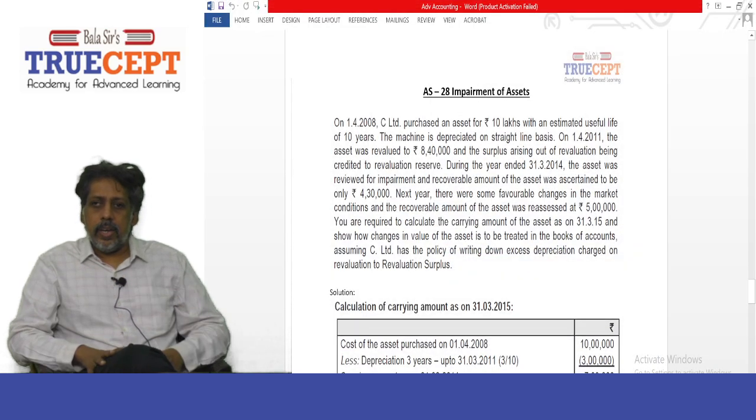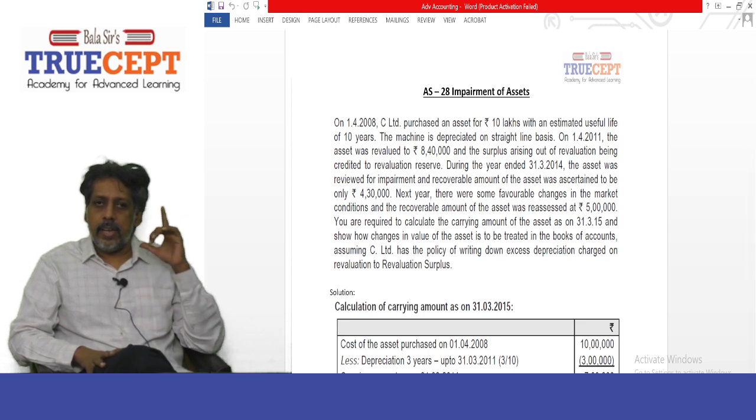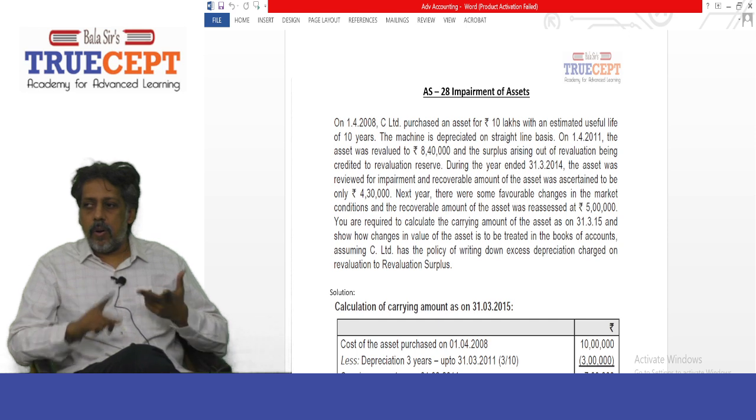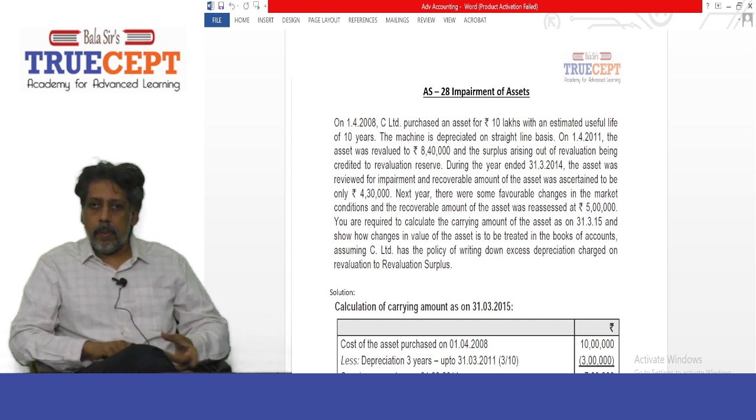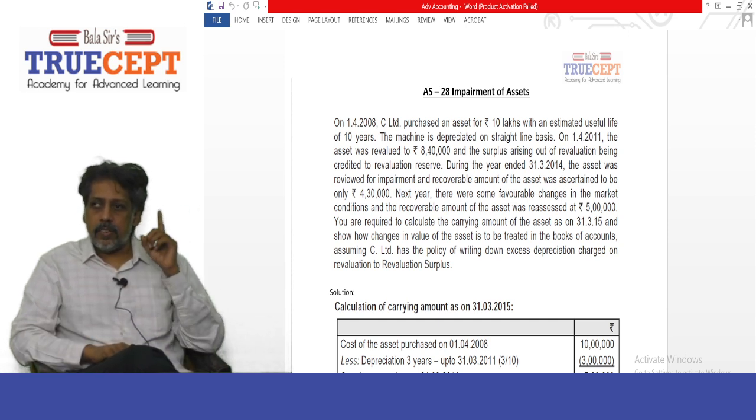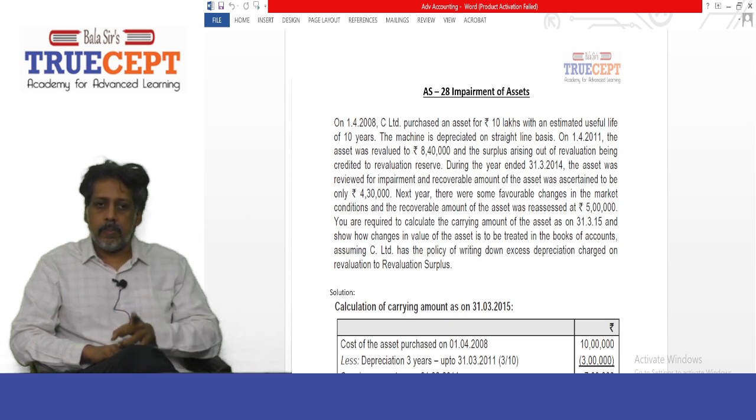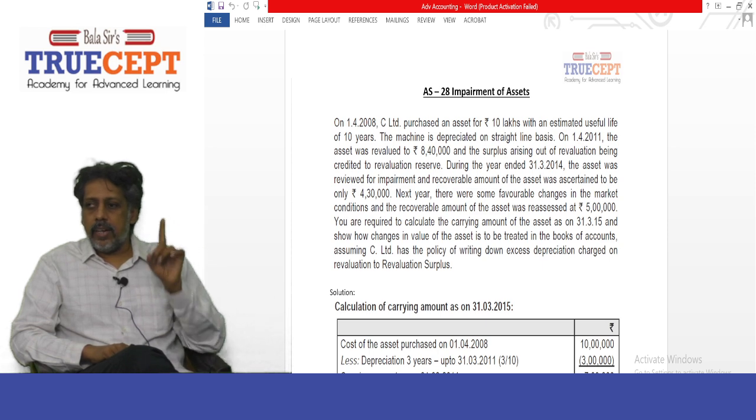So let's go ahead and take on an example on accounting standard number 28 on impairment of assets. And also there will be some portion of accounting standard number 10 being tested. Is that fine? Yes, sir. Now let's go ahead and take on this example from the May 2016 CA final RTP on accounting standard 28, and now these sums will be asked in CA inter exams, right? Yes. Now let's go ahead and take on this question.